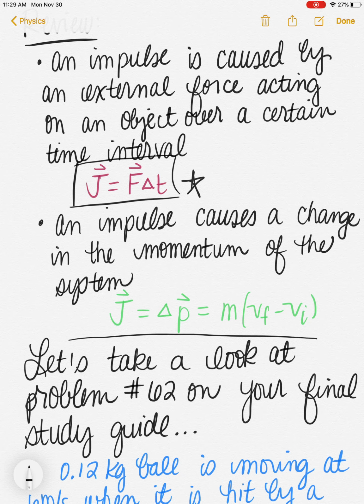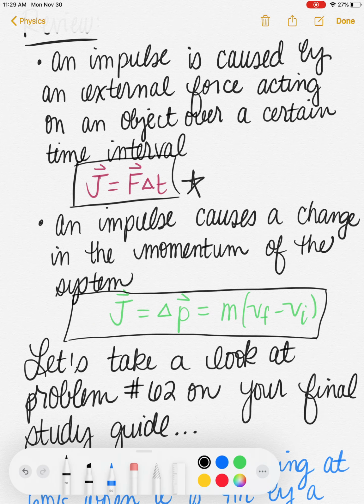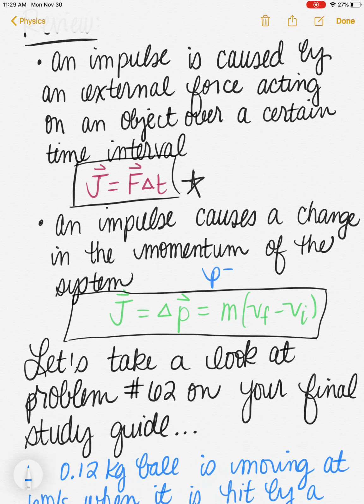The change in momentum can also be written as the mass times the quantity V final minus V initial. So that's the change in momentum, because remember that momentum is equal to mass times velocity, and both momentum and velocity are vectors. So if you kick that soccer ball, then the soccer ball is going to start moving. It's going to change from rest to having a velocity.